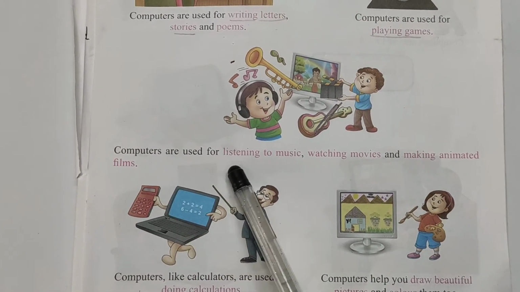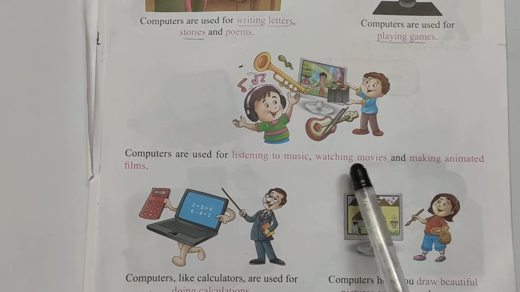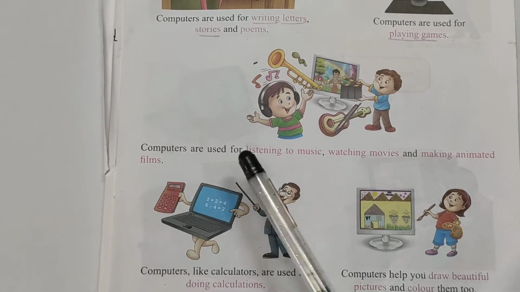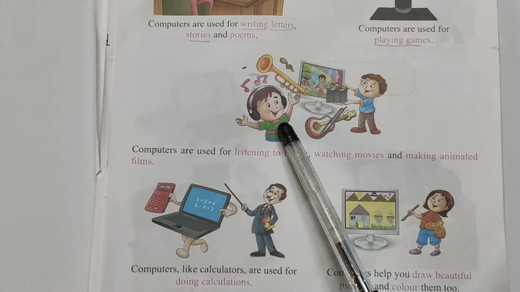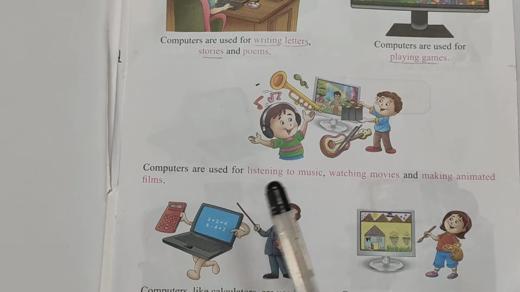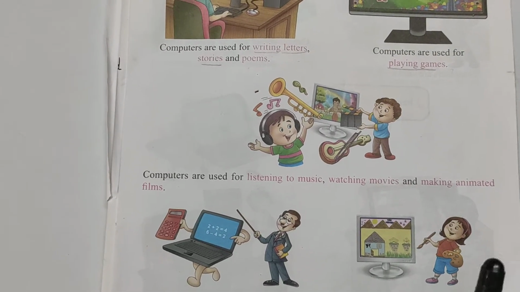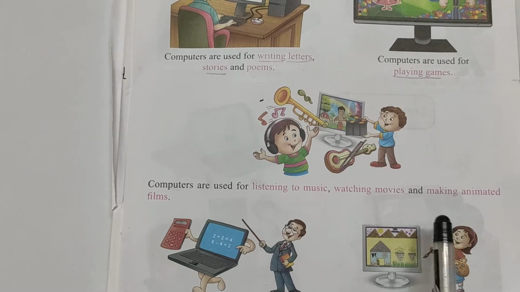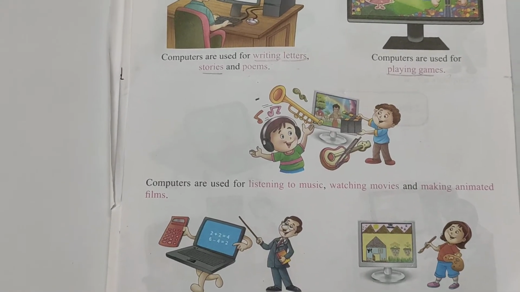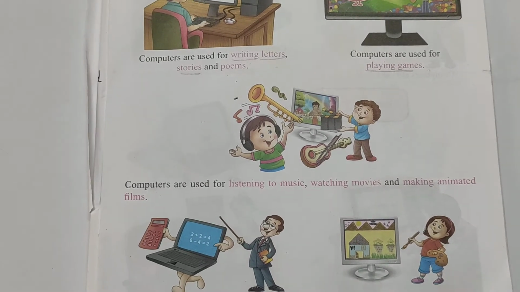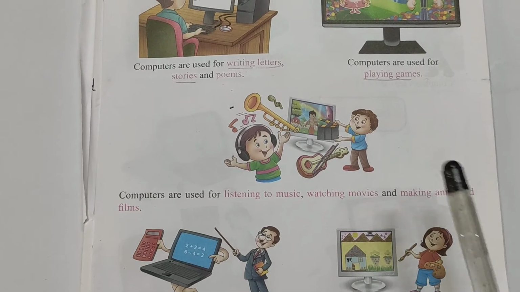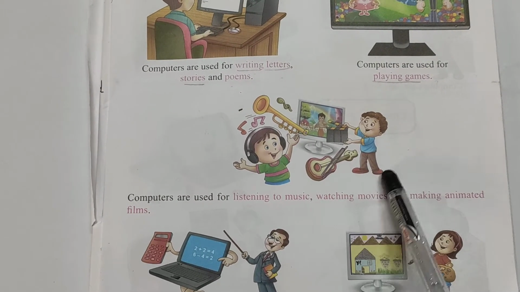Computers are used for listening to music, watching movies, and making animated films. So we can see in this picture, we can play music, right? We can listen to the music or songs, right? We can watch different movies, and everyone loves to watch cartoon, right? So we can watch cartoons as well on the computer. And we don't even need television, right? We don't even need TV. When we have a computer, we can watch everything on computer.